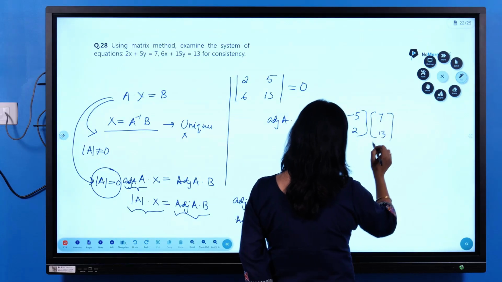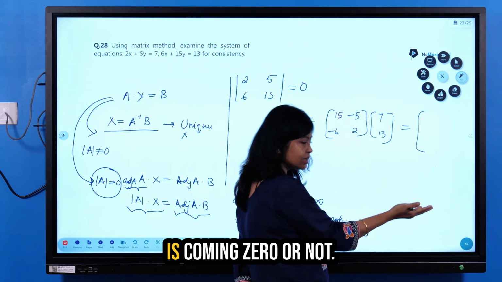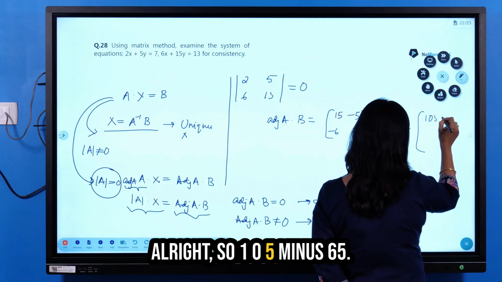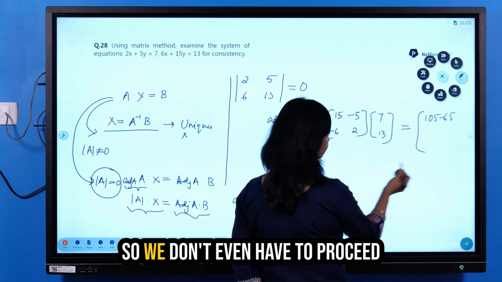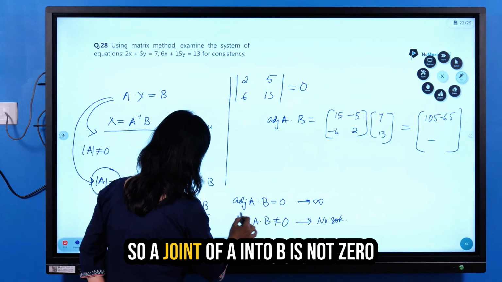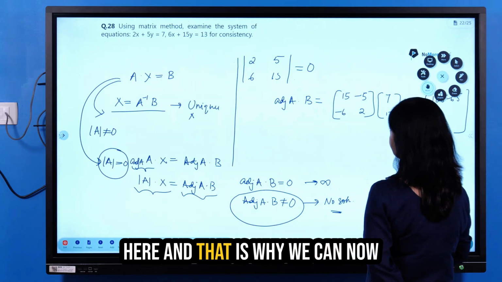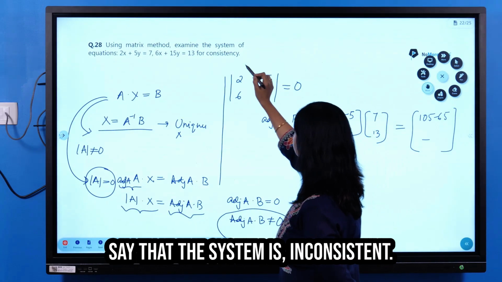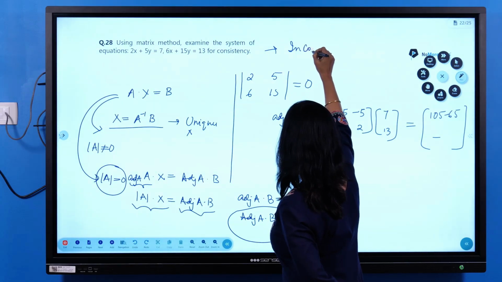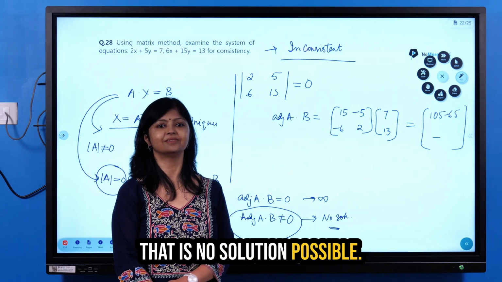Now we don't have to find the actual value. It should just tell us whether it is coming 0 or not. So 15 into 7, 105 minus 65 (150). All right, so we know clearly it is not 0. So we don't even have to proceed further. So adjoint of A into B is not 0, which means there is no solution possible here. And that is why we can now say that the system is inconsistent. That is, no solution possible. Thank you.